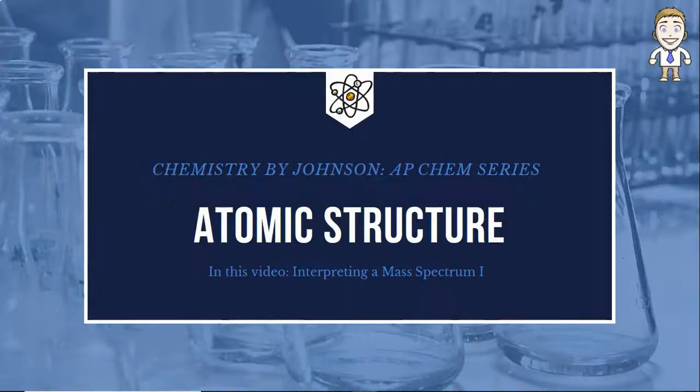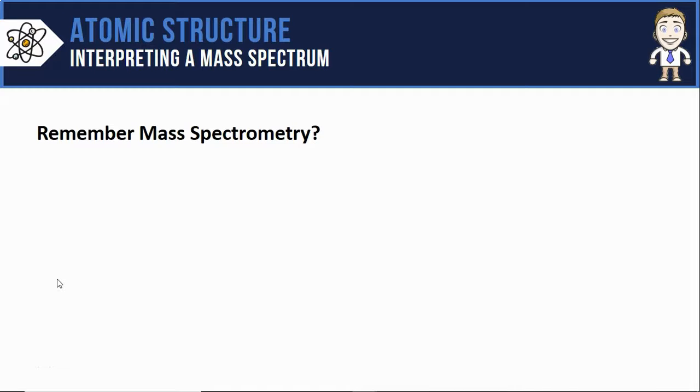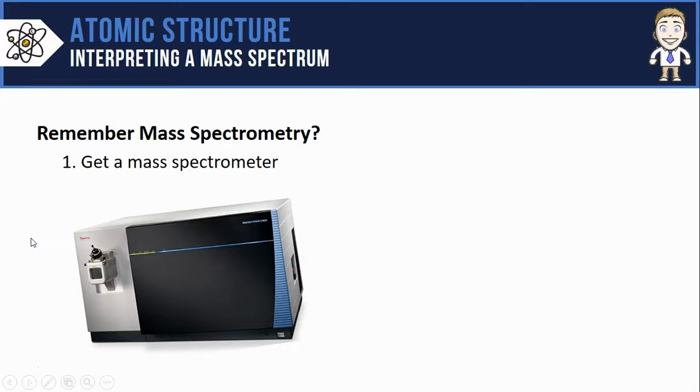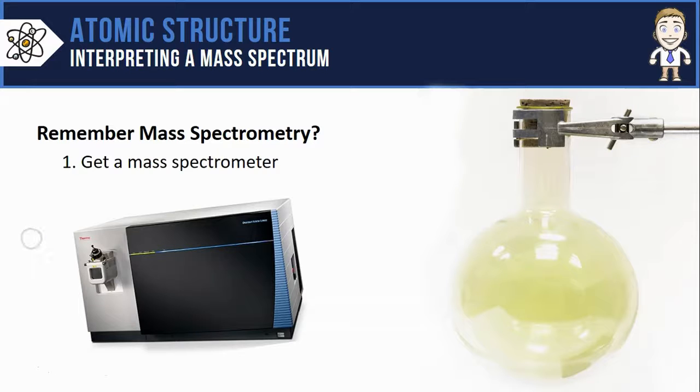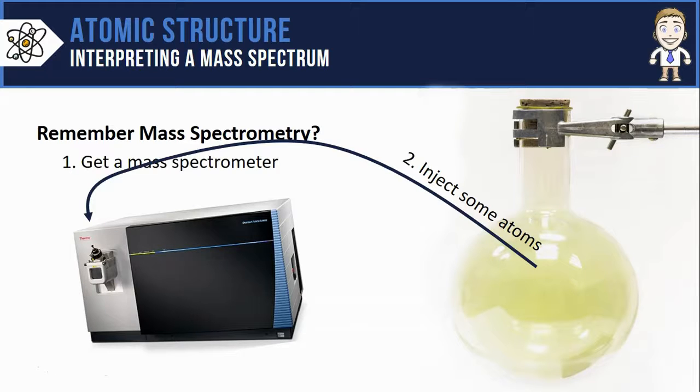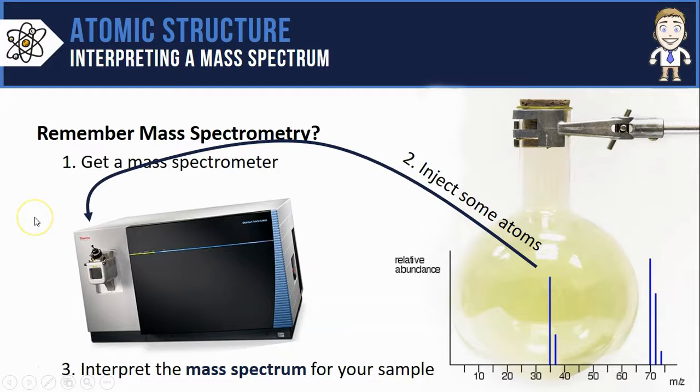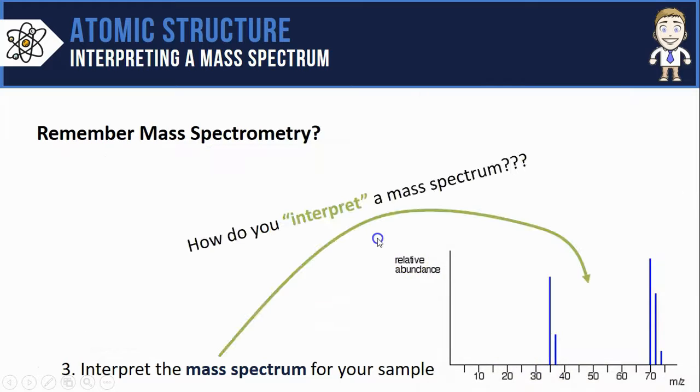Hey everyone, in this AP Chem series video, we're going to take a look at how to interpret a mass spectrum. Remember from the last video that if you wanted to do mass spectrometry, first you'd have to get a mass spectrometer. Then you'd have to get some atoms to inject into it. The spectrometer will separate those atoms based on their different masses and spit out a graph that looks like this.